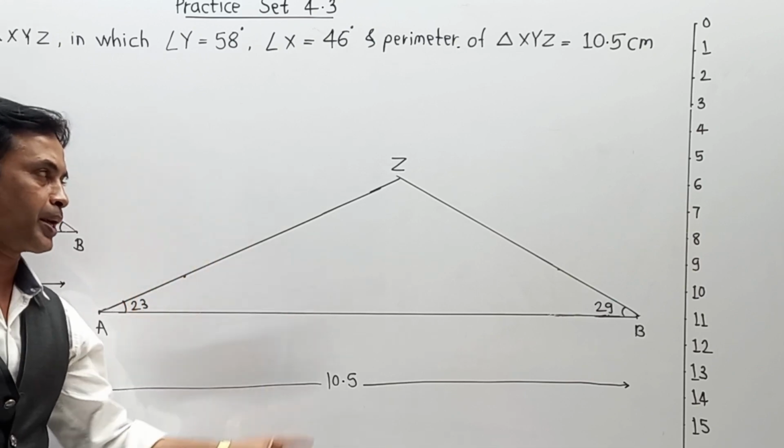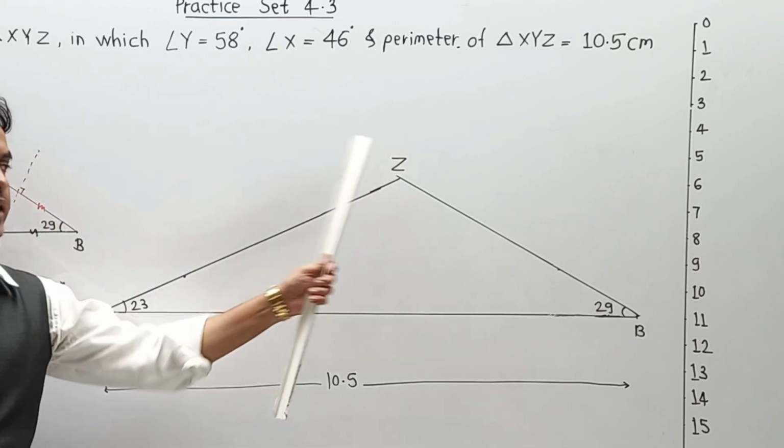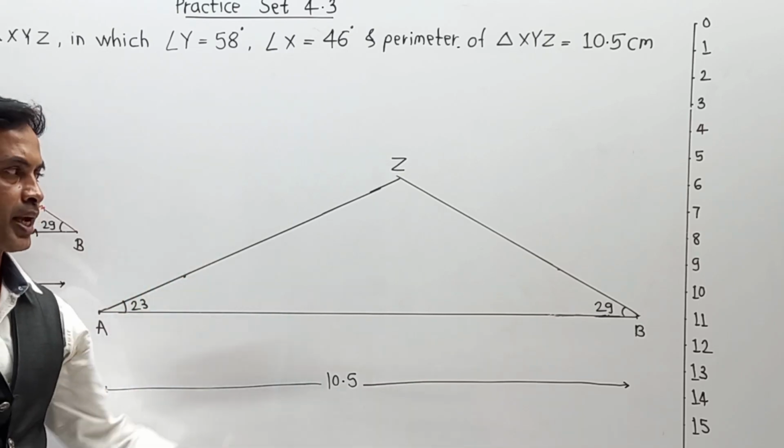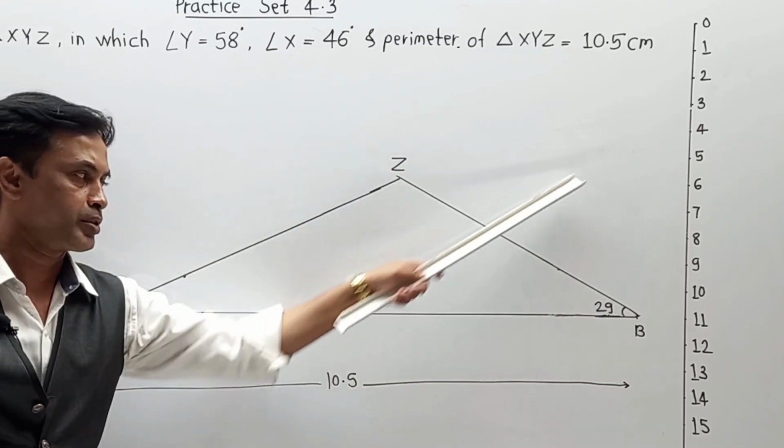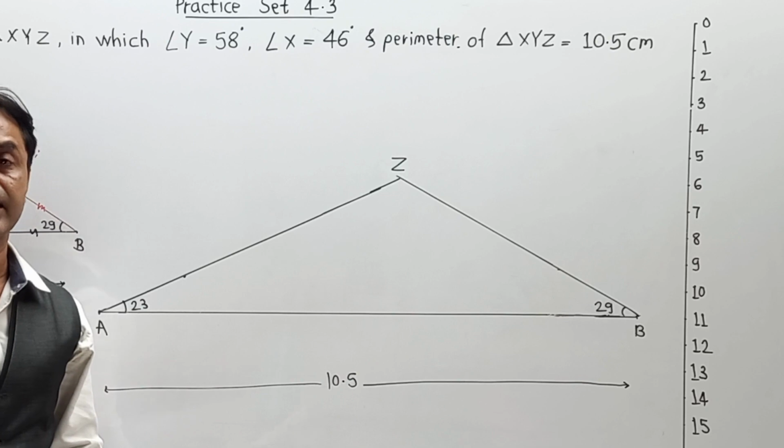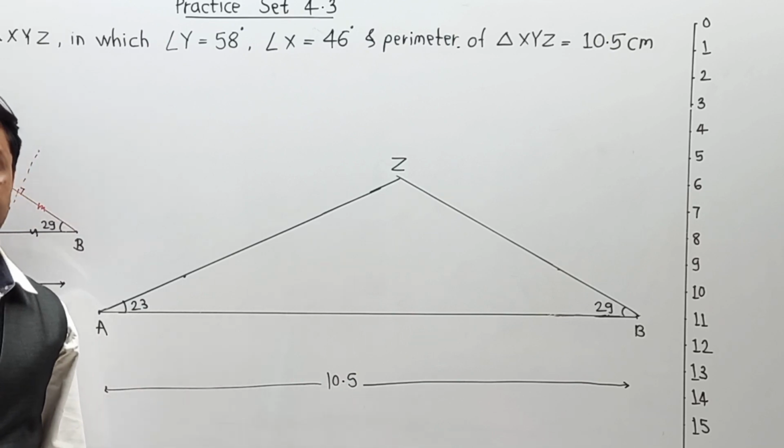Now we have to draw the perpendicular bisector, first on AZ, which will be over here, and second on BZ, which will be tentatively over here, and after that you are getting the positions of X and Y. So please pay attention to that part.